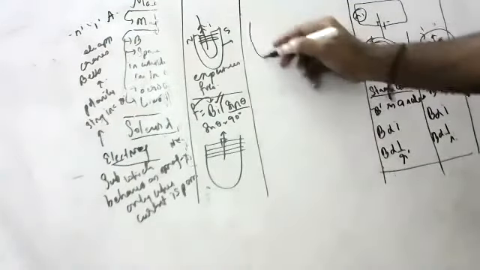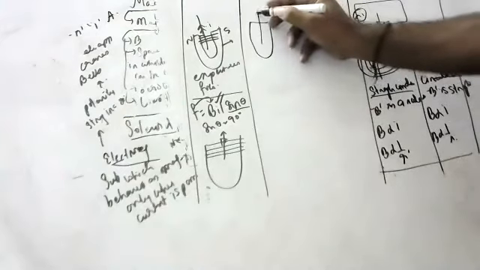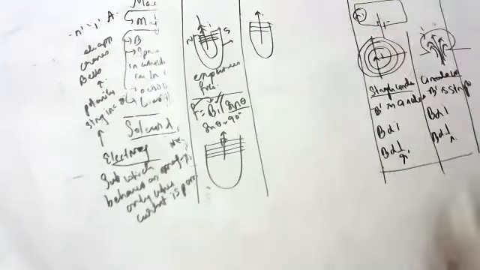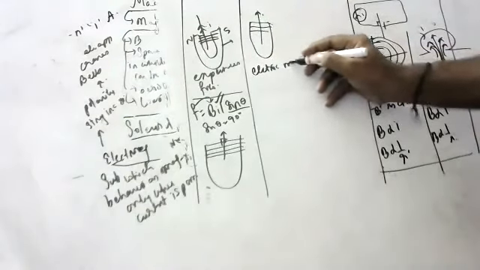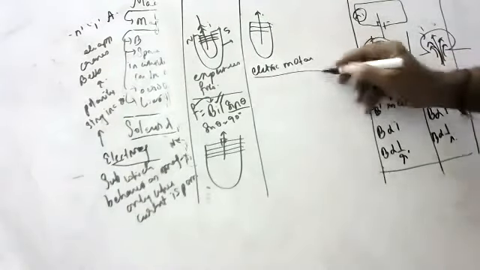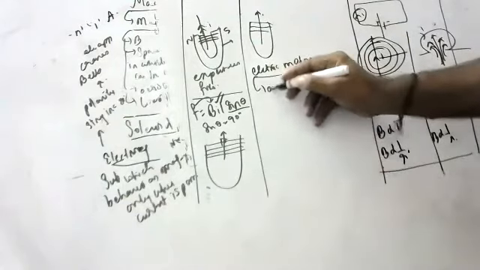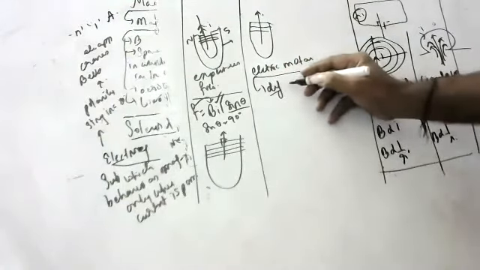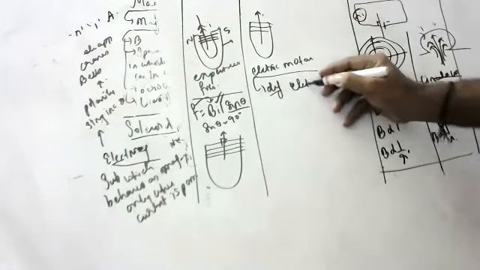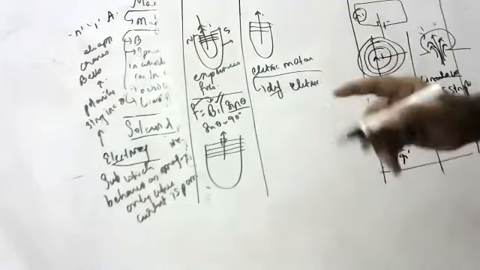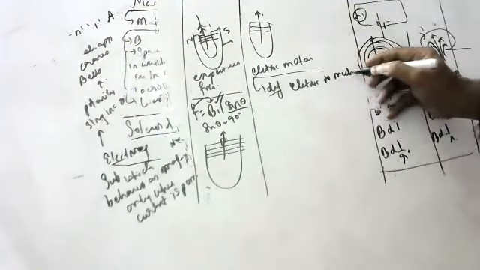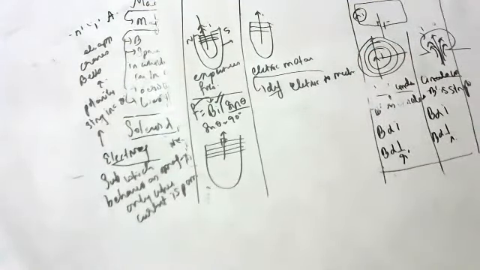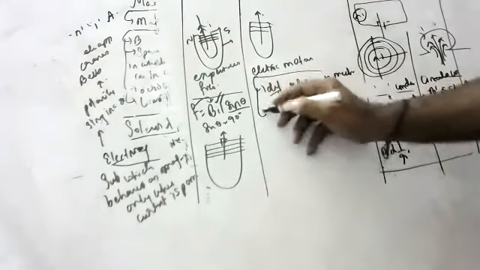When you keep any current carrying conductor in a magnetic field, it experiences force. This principle is used in electric motors. How is an electric motor made? First, the definition. What is an electric motor? If you switch on a fan, it will rotate. An electric motor converts electrical energy to mechanical energy. This is the definition.